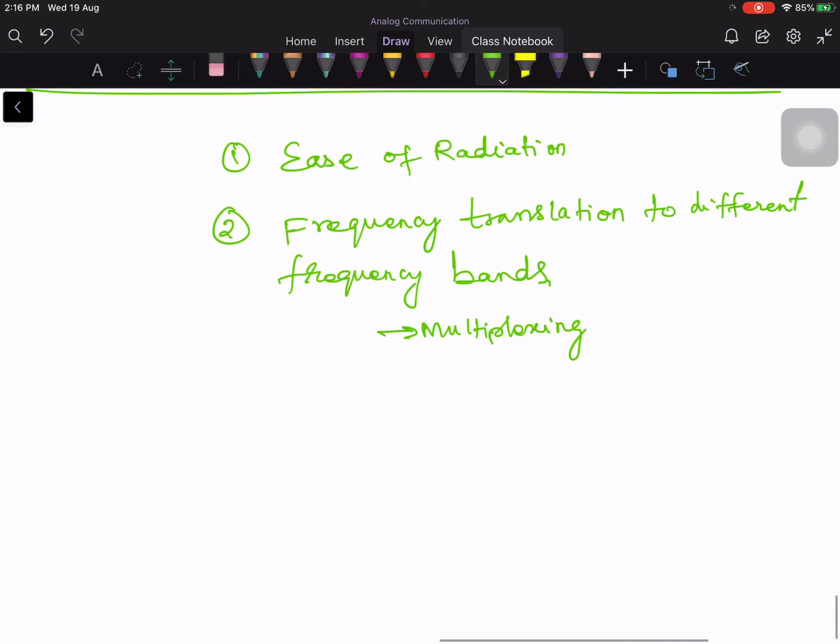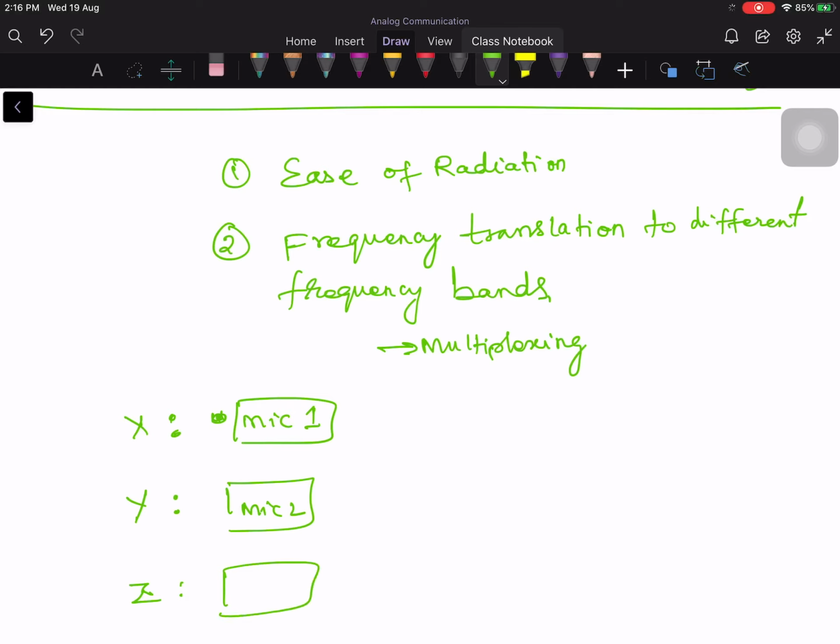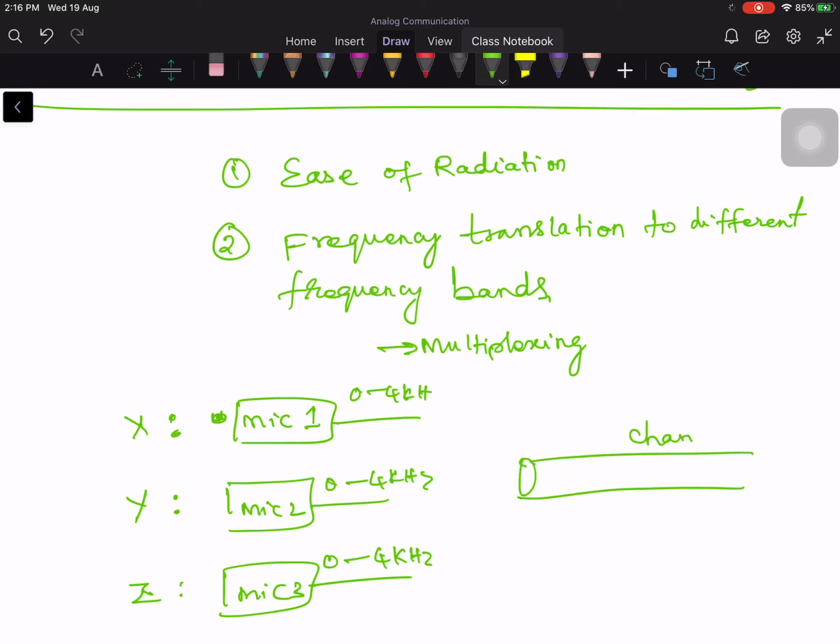Okay. For example, let's say mic 1, here let's say X is speaking and Y is speaking on mic 2 and Z is speaking on mic 3. Then this signal contains, let's say, 0 to 4 kilohertz. This also contains 0 to 4 kilohertz. For telephone communication I am talking about now. Now if you combine these three together through a common channel, the channel can be, let's say, coaxial cable or something else, then what will happen, these three will mix with each other and you cannot separate them out.